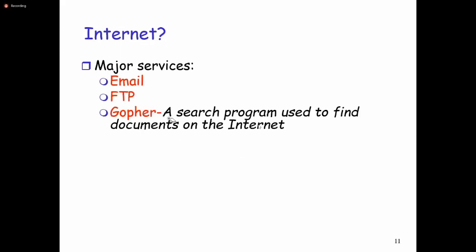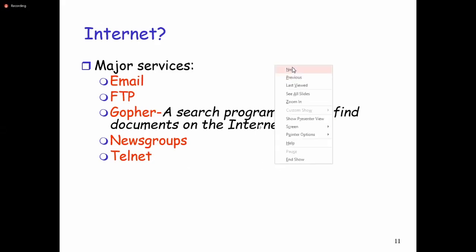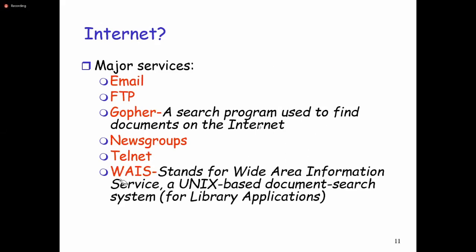So then we learn about the internet. What are the major services of the internet? Email is one service, right? FTP is another service. A search program used to find documents on the internet is another service. Then newsgroups, a different service. Telnet, remote login. WAIS stands for Wide Area Information Service, a Unix-based document search system.